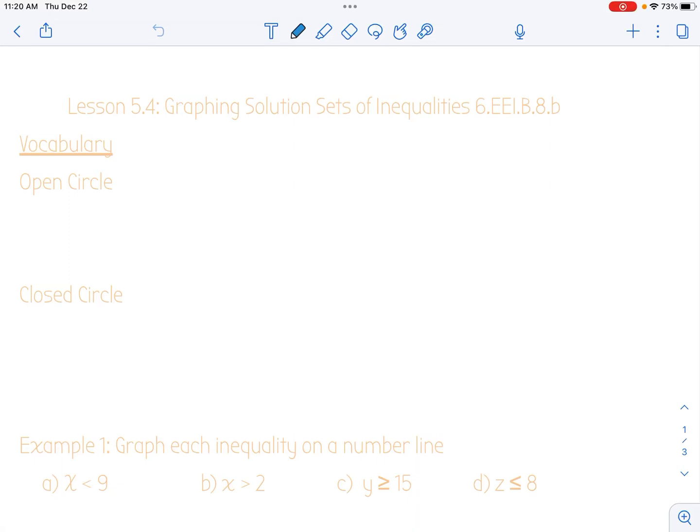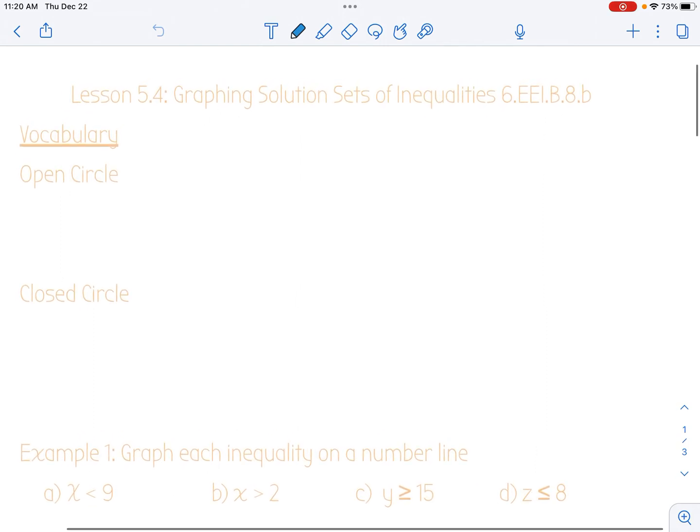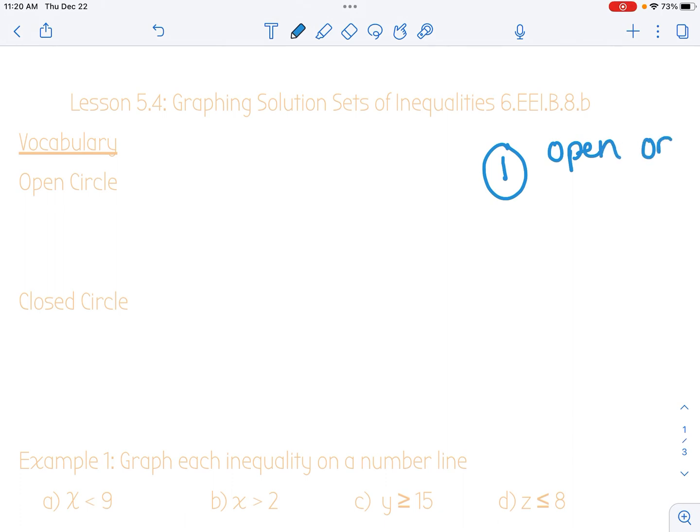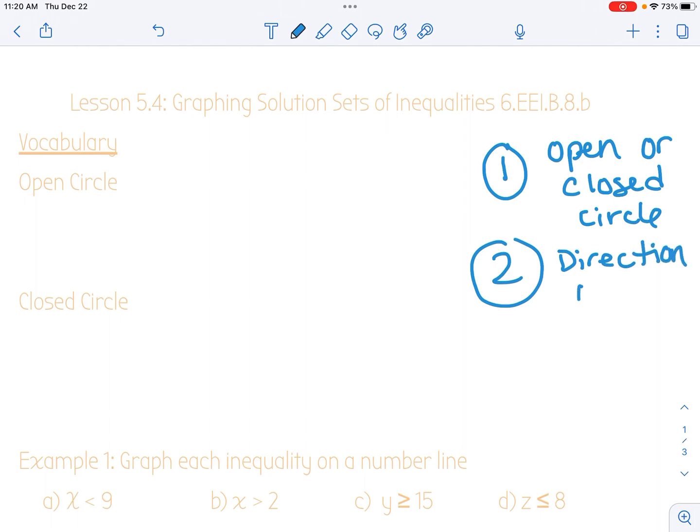In this video, we're going to learn how to graph solution sets of inequalities. So our vocab terms here are open and closed circle, and we're going to learn about when to use them. When you're graphing an inequality, you have two things to keep in mind. One is, are you going to use an open or closed circle? And the second thing you have to include is the direction of your arrow.